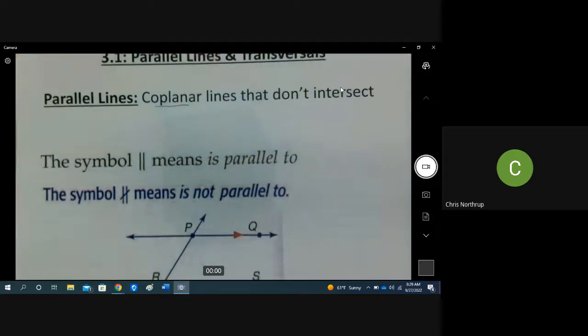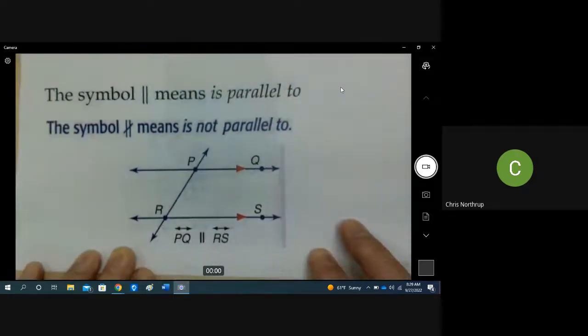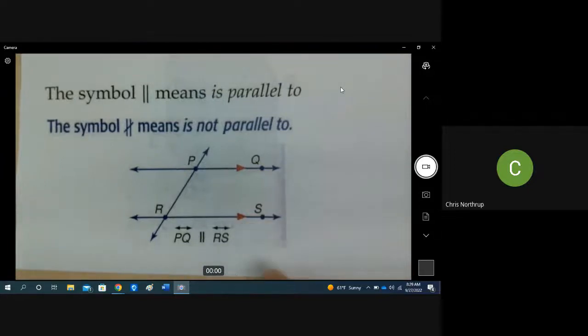In a diagram, some symbols that you're going to see are these little arrows to indicate which lines are parallel and which lines may not be parallel. If they don't have the arrows, we're not going to assume that they're parallel. So here, since we have those arrows on line PQ and then line RS, that's going to tell us that we can make the statement that line PQ is parallel to line RS. And if we did not have those arrows, we would put that slash through that parallel symbol.